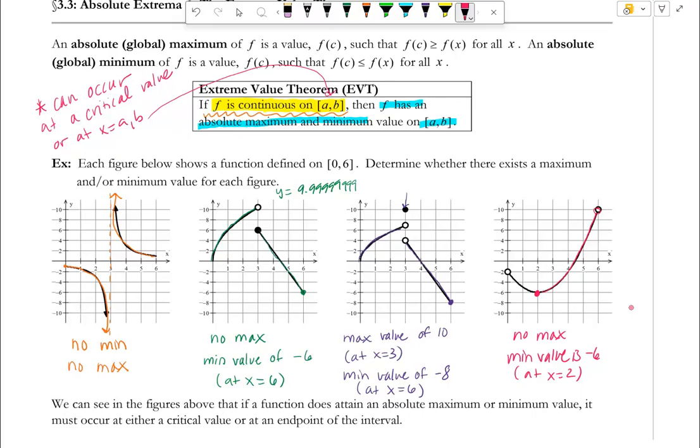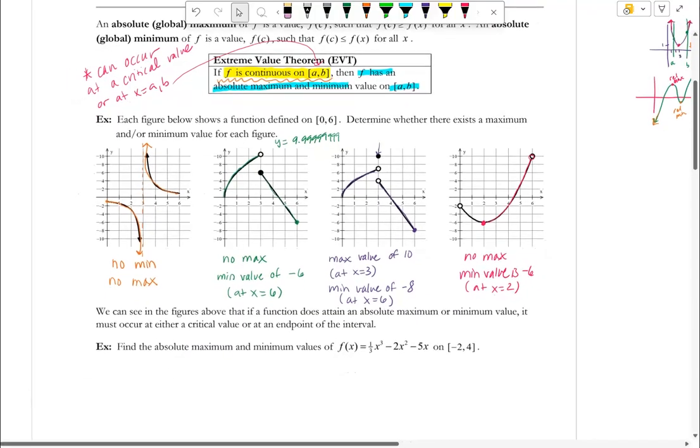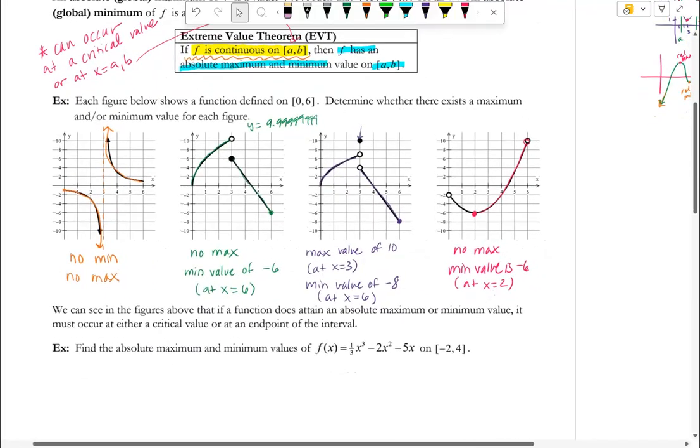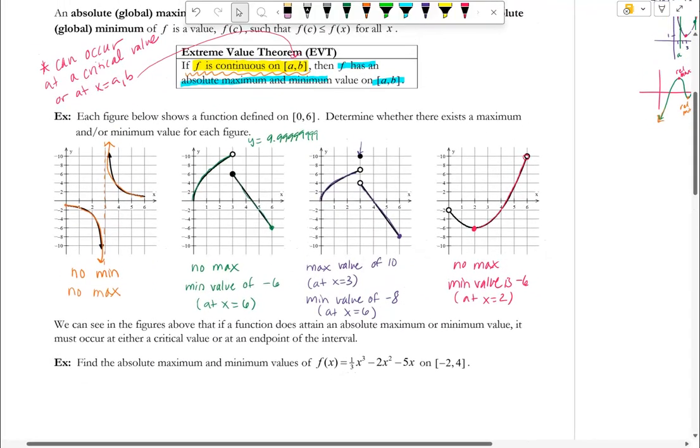All right, so just to be clear, again, just because a function is not continuous on the closed interval a to b, it doesn't mean that it cannot attain an absolute min or a maximum value, but the extreme value theorem guarantees us for all continuous functions that they must attain an absolute max or minimum value. And again, this is a little bit redundant, but we said in those figures that the absolute min or max must always occur at a critical value.